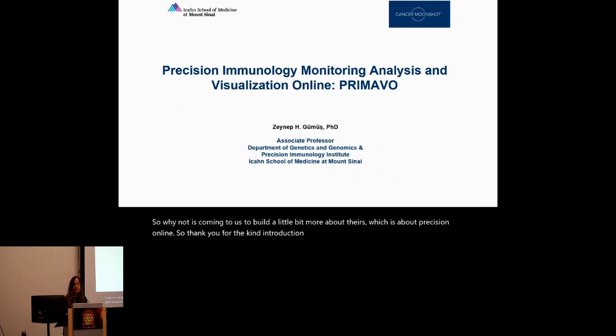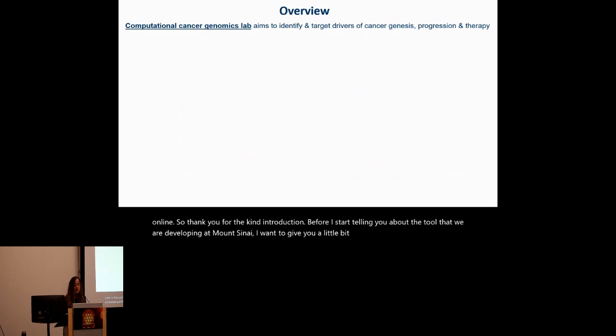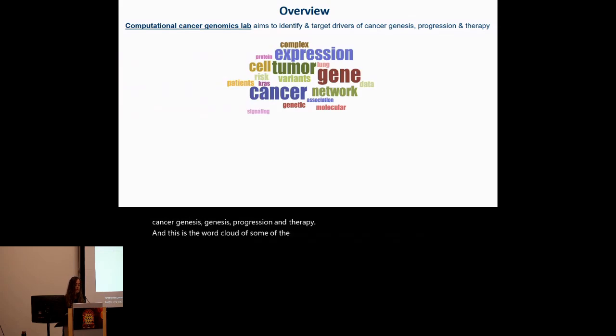Before I start telling you about the tool that we are developing at Mount Sinai, I want to give you a little bit of information about our research lab. We are a cancer genomics lab where we aim to identify and target drivers of cancer genesis, progression, and therapy. And this is a word cloud of some of the work that we've done from the abstracts. So you can see it's mostly cancer and networks and so forth.